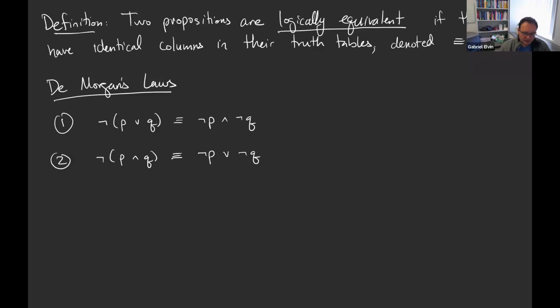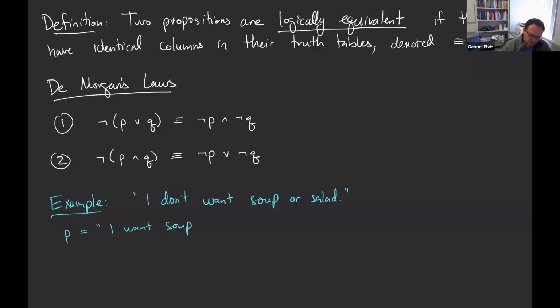So an example for the first one, written in plain English, could be a proposition like "I don't want soup or salad." That's like I'm saying I want neither of those things. And so if P is the proposition "I want soup," and Q is "I want salad," then one way of saying this is I don't want either of those things. So soup or salad? No. And that would be the left-hand side of 1.